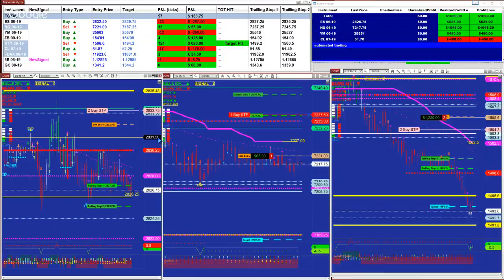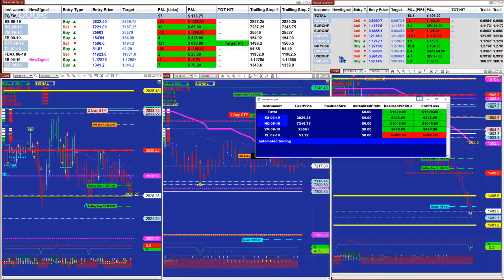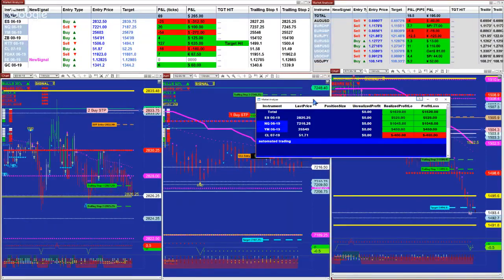So we have a new signal on the 6E, and that means we have a new signal on the euro dollar here. The 6E buy at 128.25, 1298.5 is your target.